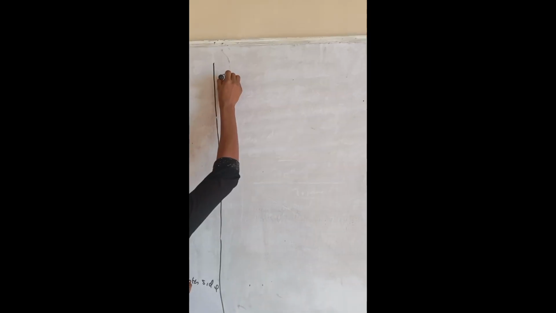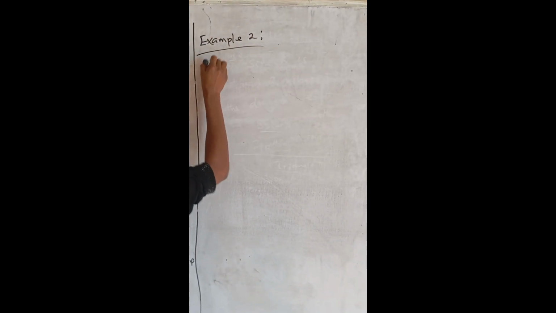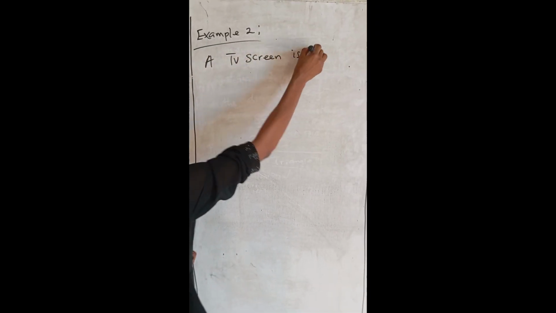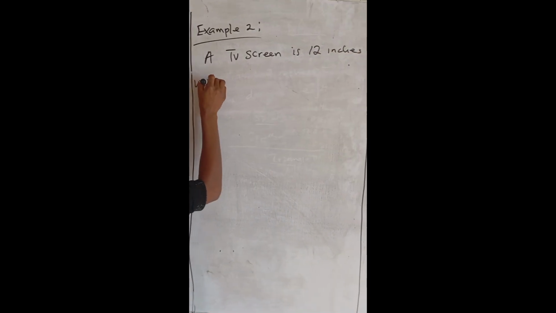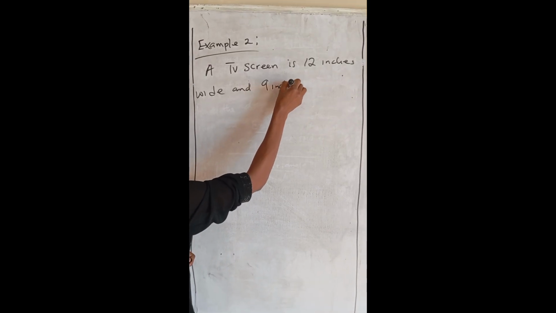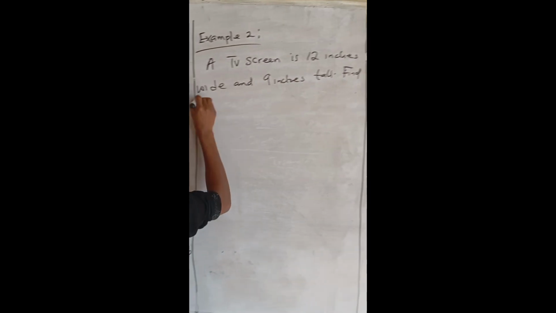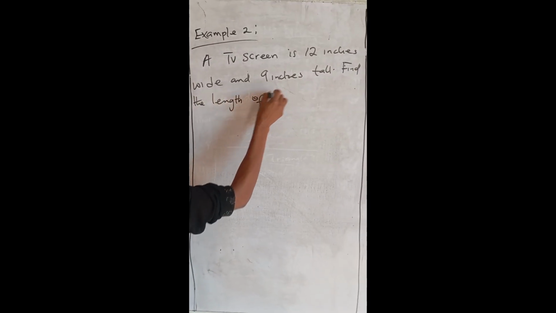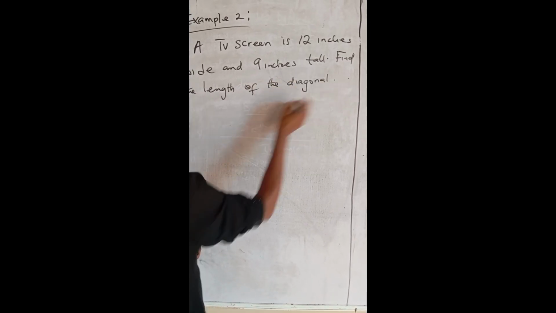Example 2. A TV screen is 12 inches wide and 9 inches tall. Find the length of the diagonal. Solution.